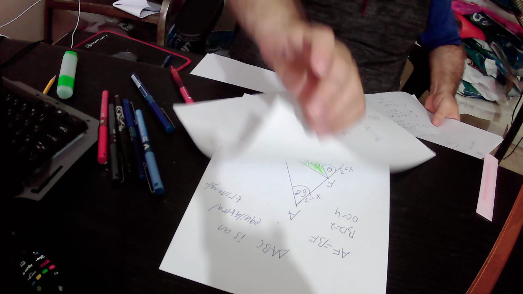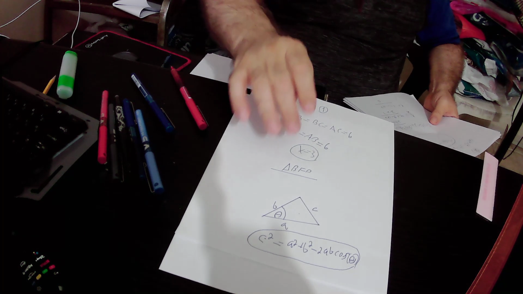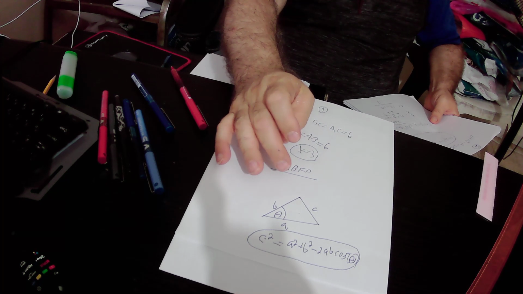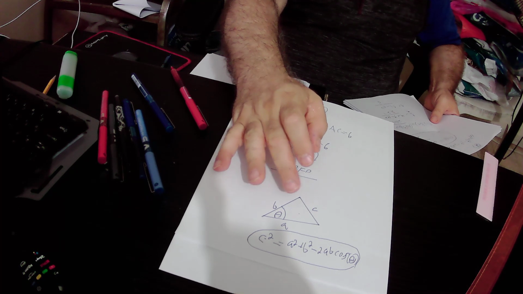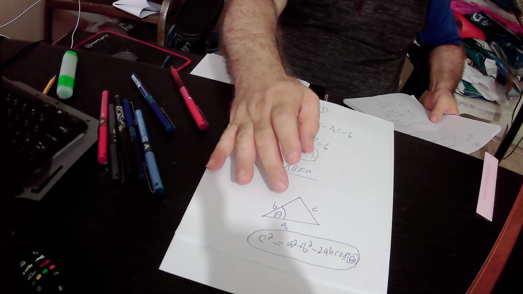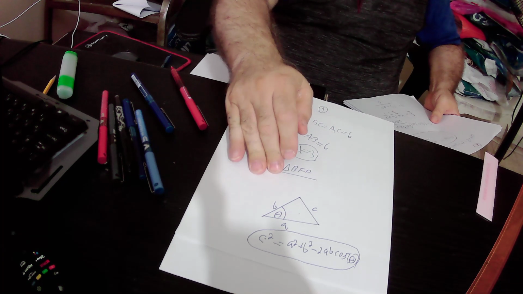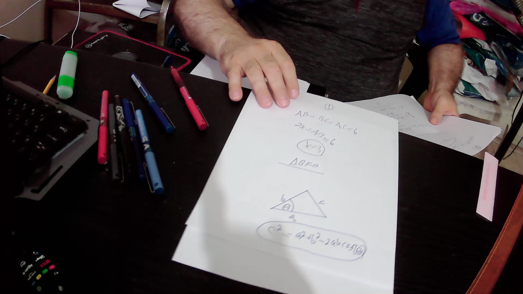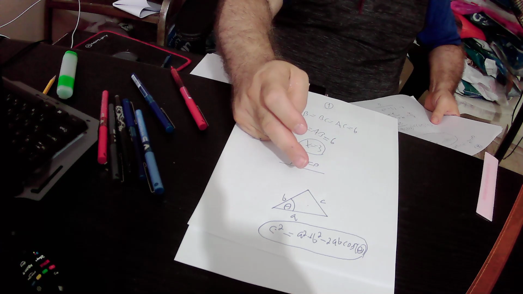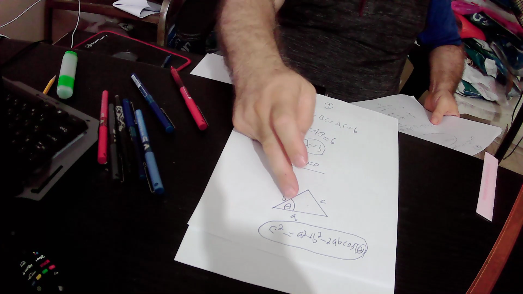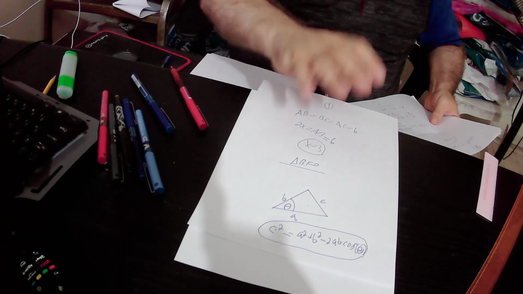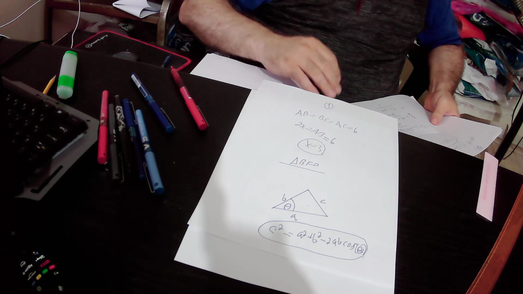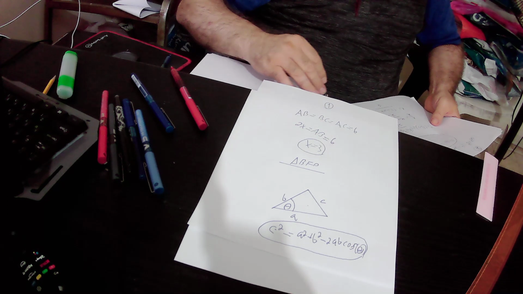What is the law of cosines? In any triangle, if a triangle has sides A, B and C and angle theta, according to the law of cosines, C squared equals A squared plus B squared minus 2 times AB cosine theta. It is true for any triangle in the world. That is the law of cosines.